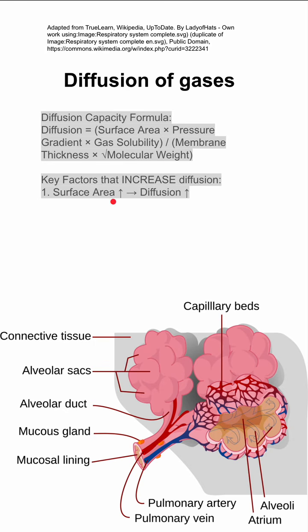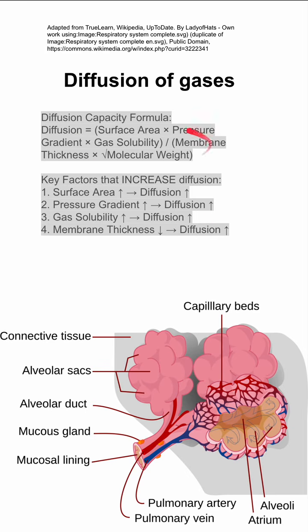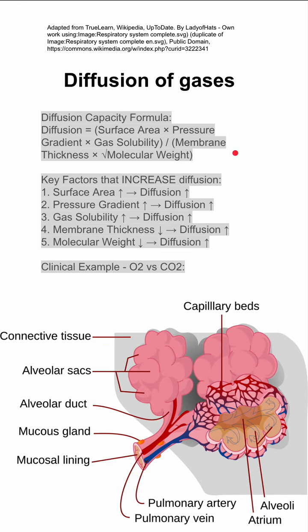Increasing surface area increases diffusion. Increasing your pressure gradient increases diffusion, and increasing your gas solubility increases diffusion. These are all in the numerator of this equation. Decreasing your membrane thickness increases diffusion, or increasing your membrane thickness decreases diffusion. Decreasing your molecular weight increases diffusion, or increasing your molecular weight decreases diffusion. These are both in the denominator of this top equation.